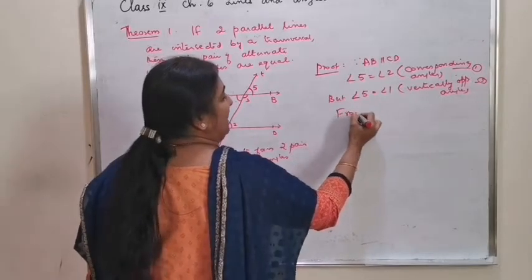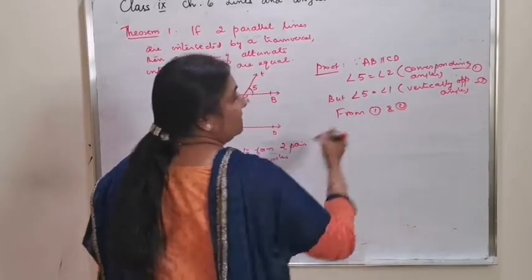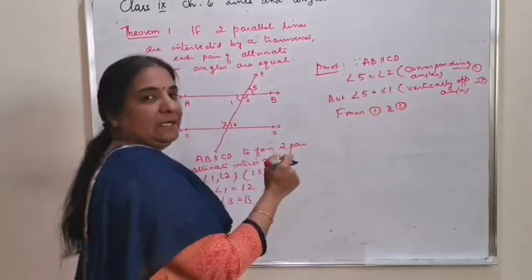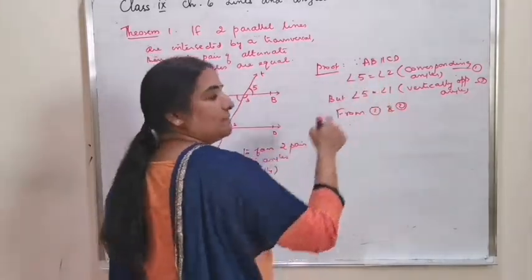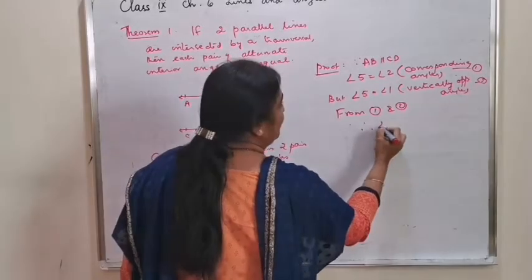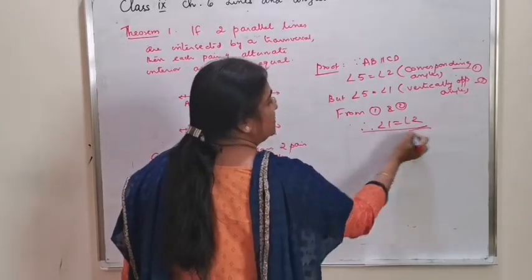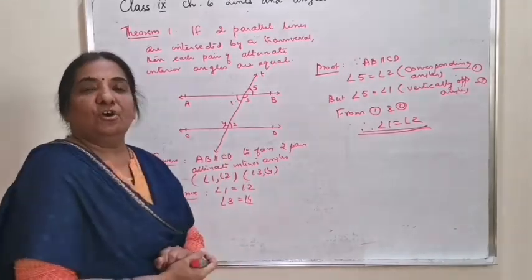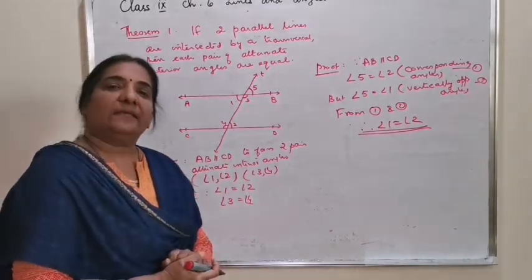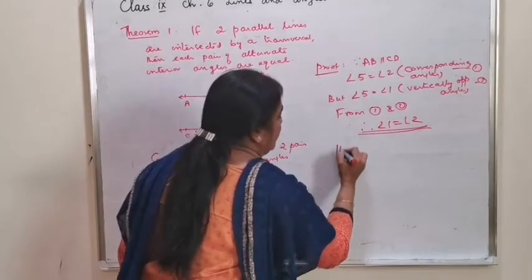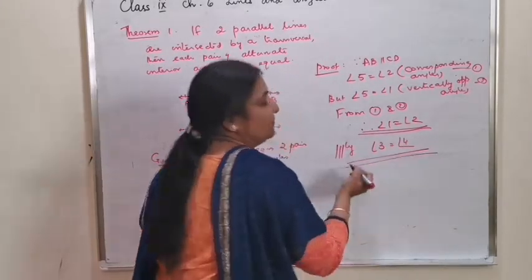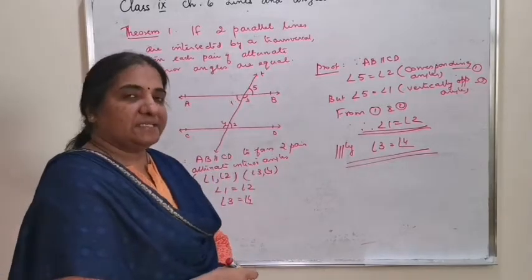From 1 and 2, angle 5 is equal to angle 2 and angle 5 is equal to angle 1. Therefore, angle 1 and angle 2 are equal. That is, the first pair of alternate interior angles are equal. Similarly, angle 3 is equal to angle 4. You need not prove it, but it is understood.